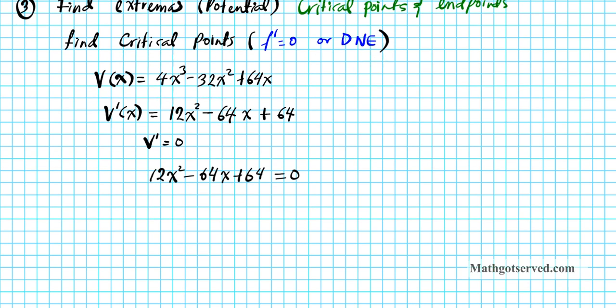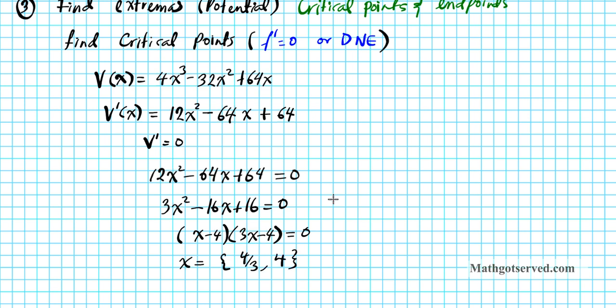And then to do this, you notice that we can divide everything by 4. If we divide by 4, we end up with 3x squared minus 16x plus 16 equals 0. And then we can factor this into x minus 4 times 3x minus 4 equals 0. And then when we solve this, we have x is equal to 4 thirds and 4. Okay? And then this is the first critical point.